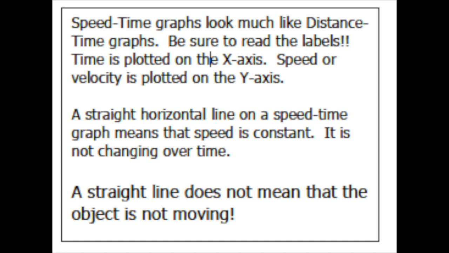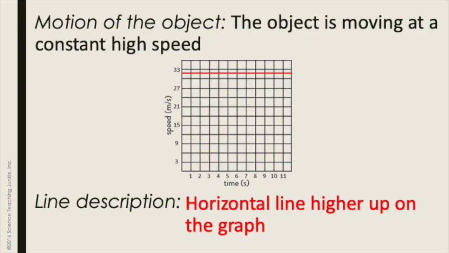A straight horizontal line on a speed time graph means speed is constant. It is not changing over time. Straight lines do not mean that the object is stationary. So here we have a straight line. The object is moving at a constant high speed. The speed of that object is about 32 meters per second.